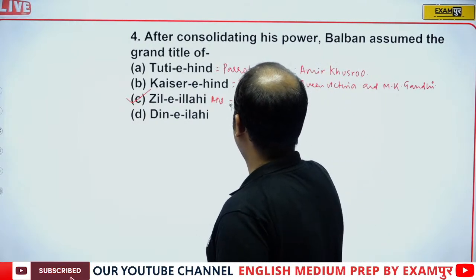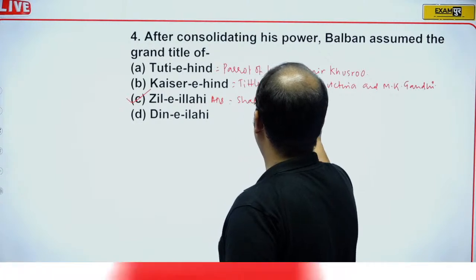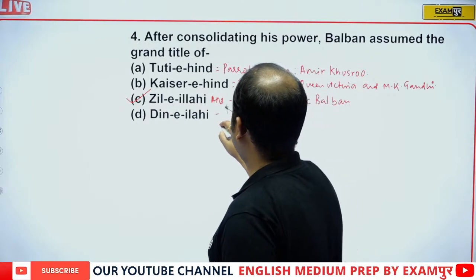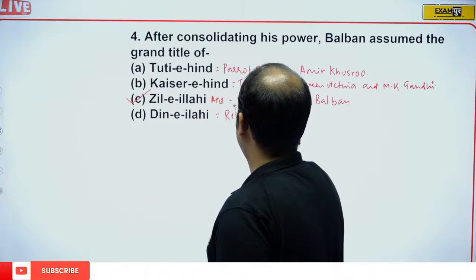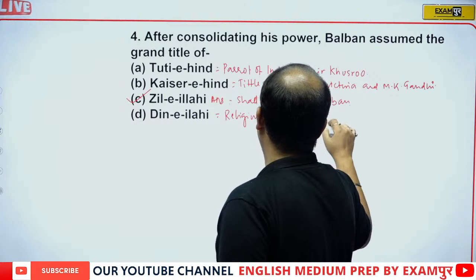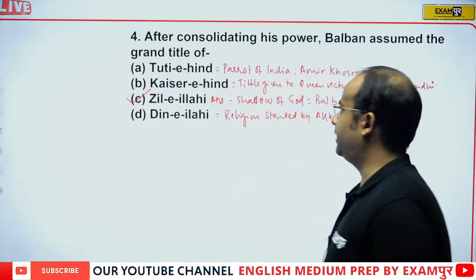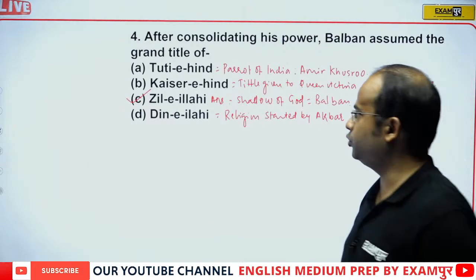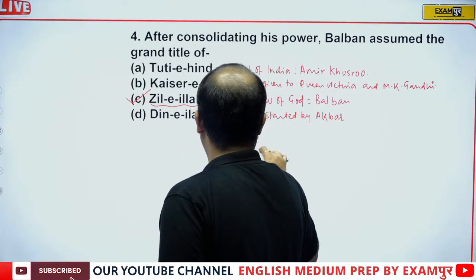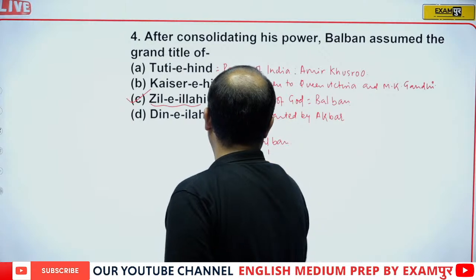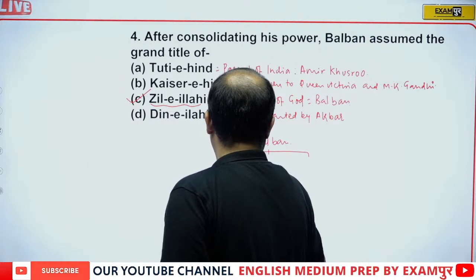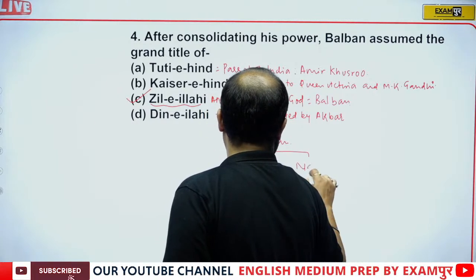Zille-Ilahi means shadow of God. This was the title adopted by Balban. And Deen-e-Ilahi was the religion started by Akbar in 1582. Therefore, guys, the correct answer will be option C, that is Zille-Ilahi. And other than Zille-Ilahi, Balban adopted one more title: Naib-e-Khudai.